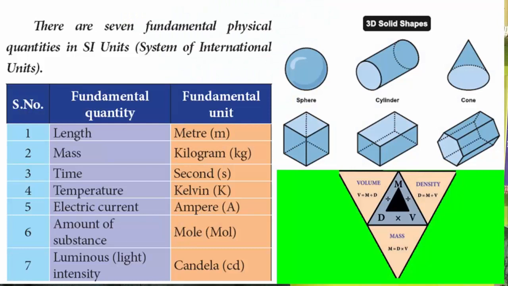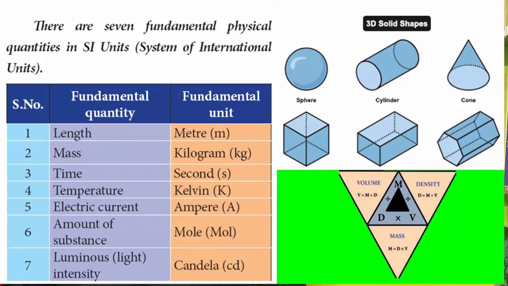Here we have 7 fundamental quantities. Length is measured by meter, m. Mass, kilogram. Time, seconds. Temperature, Kelvin. Electric current, ampere. Amount of substance, mole. Luminous intensity of light, it is candela. So these are the fundamental quantities and fundamental units. Daily we are using these things.